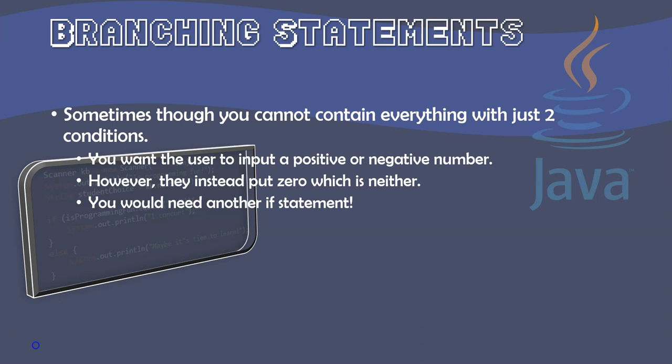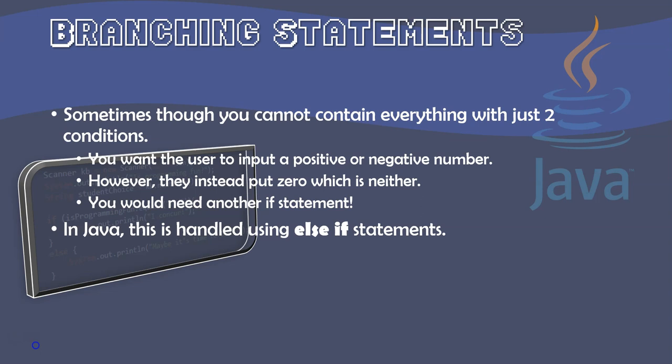For example, let's say we want to input a positive or a negative number. Okay, seems simple enough, but what if we put in 0? Well, 0 is technically neither positive nor negative, and if we want to handle that, you would need another if statement because you need some sort of way to differentiate that. And how can we do that? Well, in Java, the way we do this is with an else-if statement.